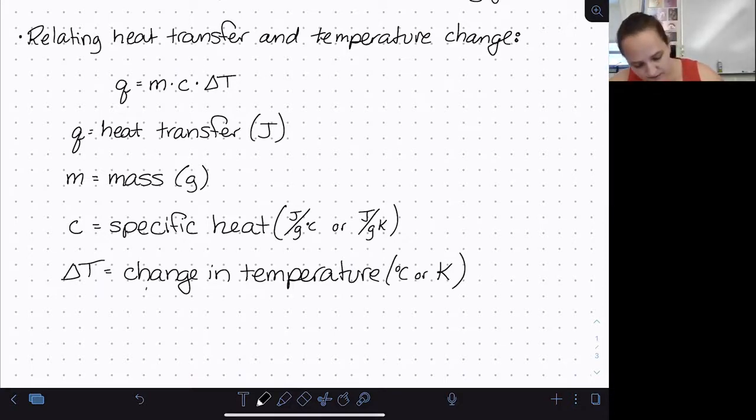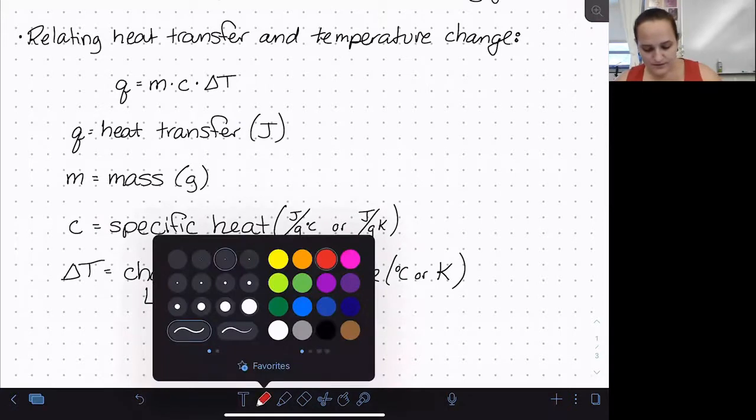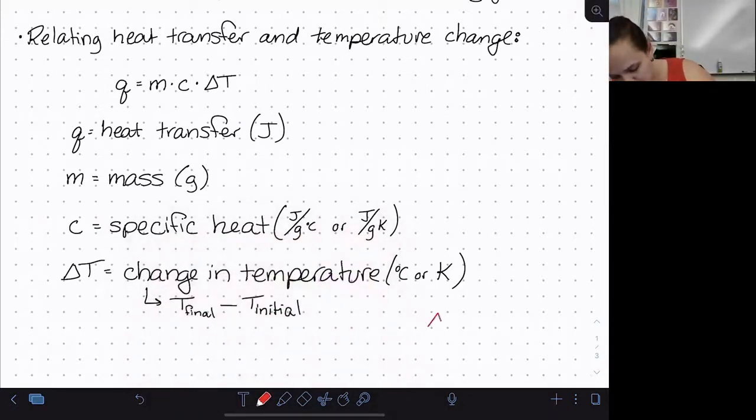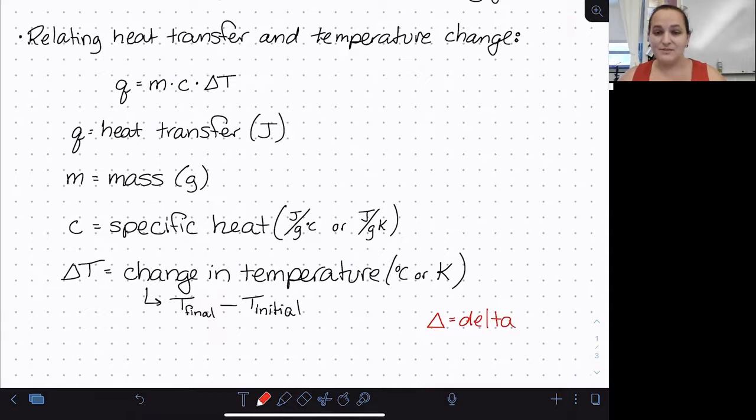Note that this is always calculated as the final temperature minus the initial temperature. The sign on it is important. If delta T is positive, it means your substance got warmer, the temperature increased. If delta T is negative, it means it got colder, the temperature decreased. So this is always T final minus T initial, not the other way around. So note the triangle here. It is a capital Greek letter delta. Wherever you see this in science, it means change.